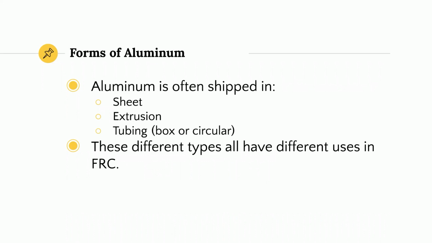So here are the forms of aluminum. Aluminum is often shipped in sheet, extrusion, or tubing, which can be box or circular. These different types all have different uses in FRC.